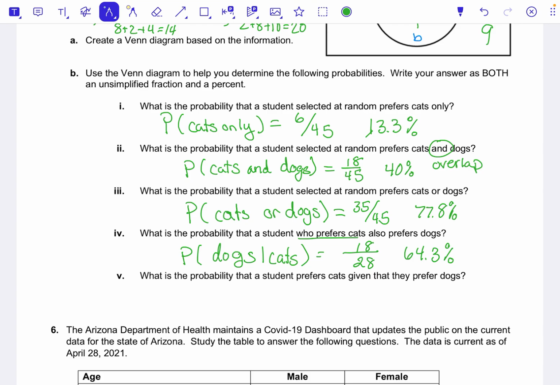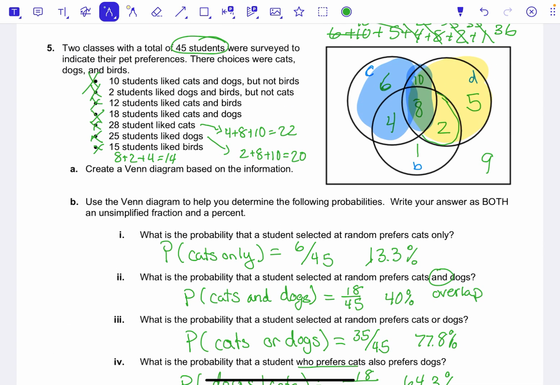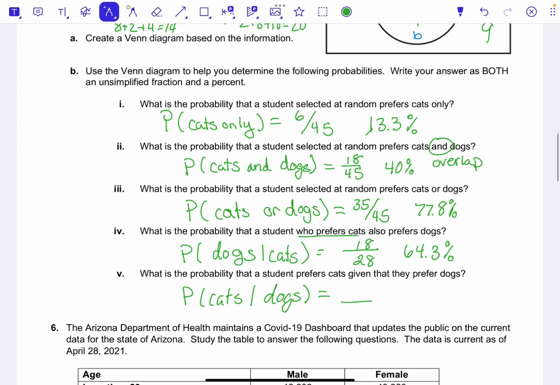The next one's going to be the opposite situation. What is the probability that a student prefers cats given they prefer dogs? So if we focus up here, the yellow highlighted circle, there are 25 students in that yellow highlighted circle. And of those 25, 18 like both cats and dogs, which ends up being 72%. And so we got some probabilities based off of our Venn diagram.